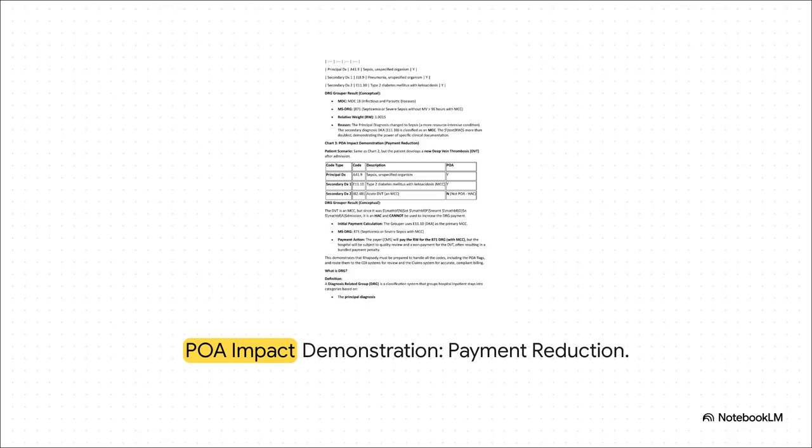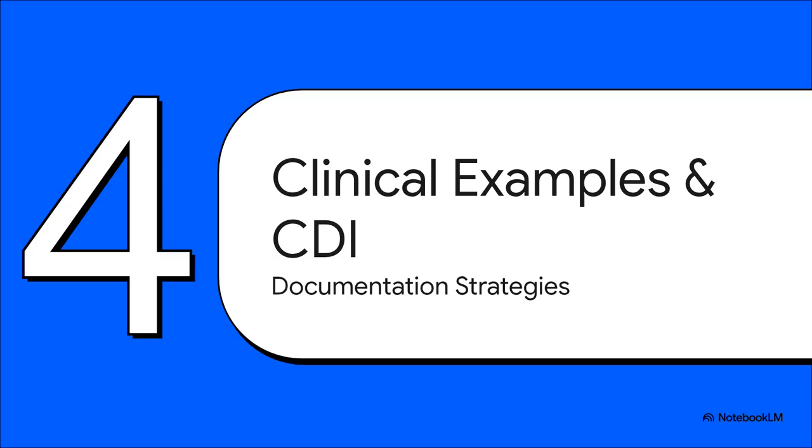But because it has a POA of N, meaning it was acquired in the hospital, the Deficit Reduction Act policy kicks in. It completely strips away its MCC status for payment purposes. So the case drops down to a lower severity tier, and the hospital's reimbursement is significantly reduced, even though they spent heavy resources treating that DVT. Crazy, right?